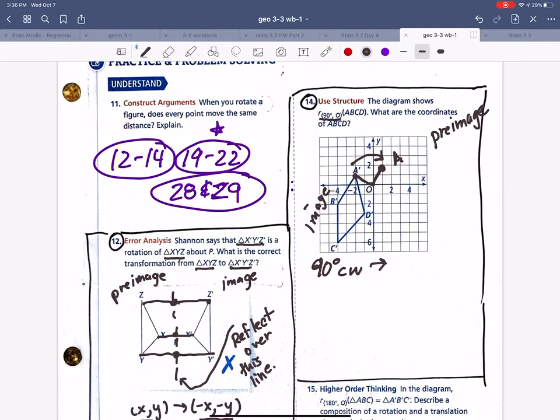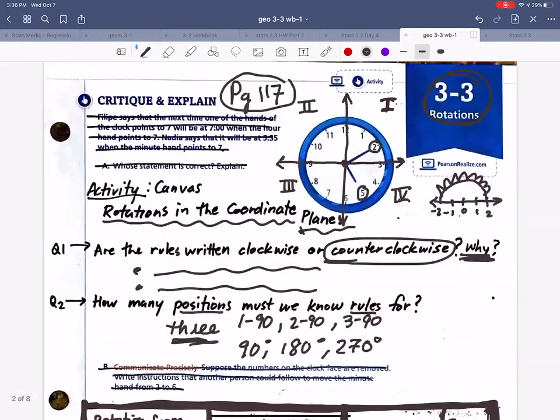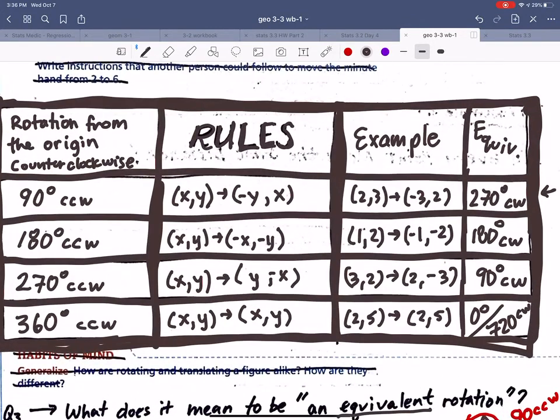So our rule is the X and the Y change spots and the X is negative. Let me just double check. X and the Y, yeah. X and the Y change spots and the X is negative.